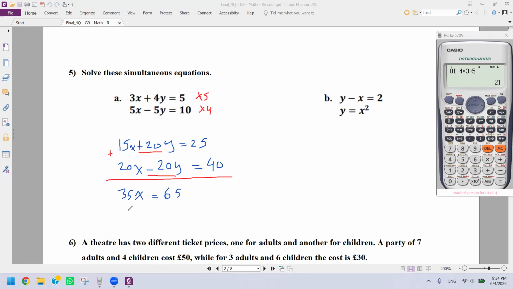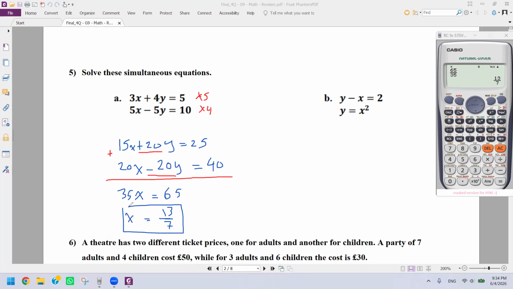Then, how do I keep x alone? I divide by 35. Let me do it in the calculator so it will be simplified. 65 over 35 is 13 over 7. So is it done? Not yet. We need to find also the y value.